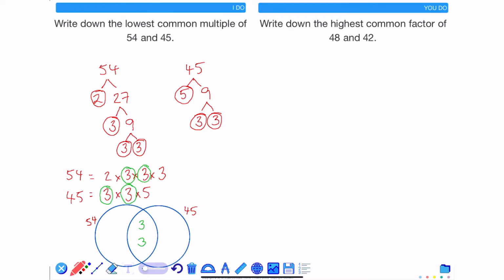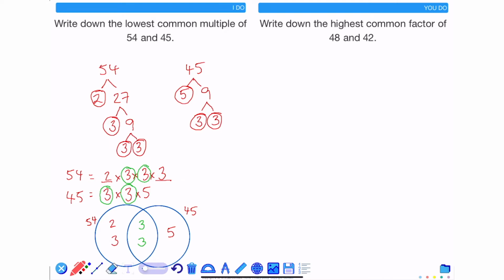and this leaves all the prime factors that are not in the 45 circle as being 2 and 3, the other two prime factors of 54. 45 could be expressed as 3 times 3 times 5, which means that 5 is the other prime factor that needs to go into the 45 circle.